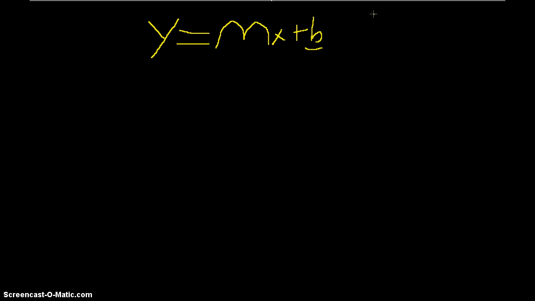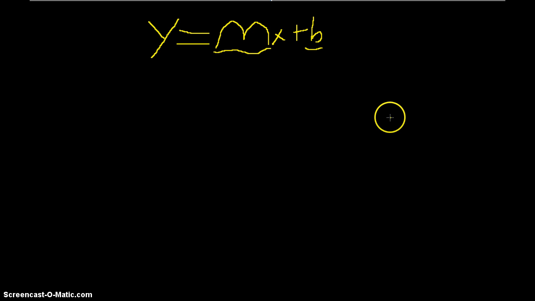The y-intercept, or the initial value, is where the line on a graph will intercept the y-axis, and that's called the y-intercept, or the initial value where it starts. And then m stands for slope, which is how steep the line is.